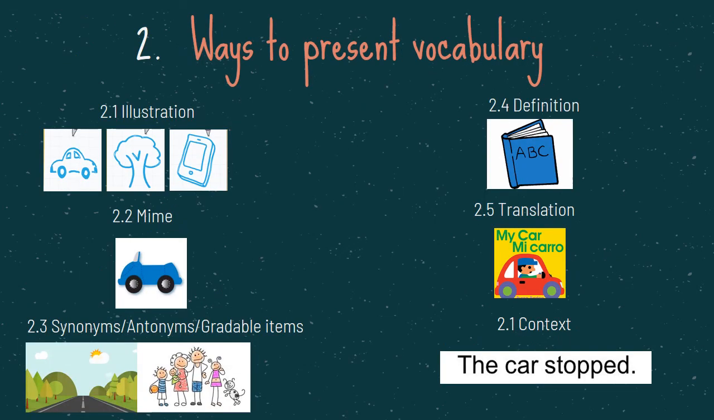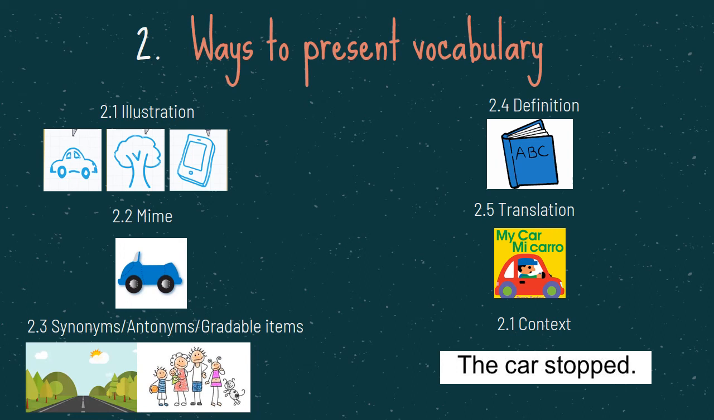Ways to present vocabulary. Okay, first of all, I have to say that there are lots of ways of getting across the meaning of a lexical item. In this case, we are going to talk about six of them, which are illustration, mime, synonyms, antonyms, and gradable items, definition, translation, and context. So we are going to start with illustration.